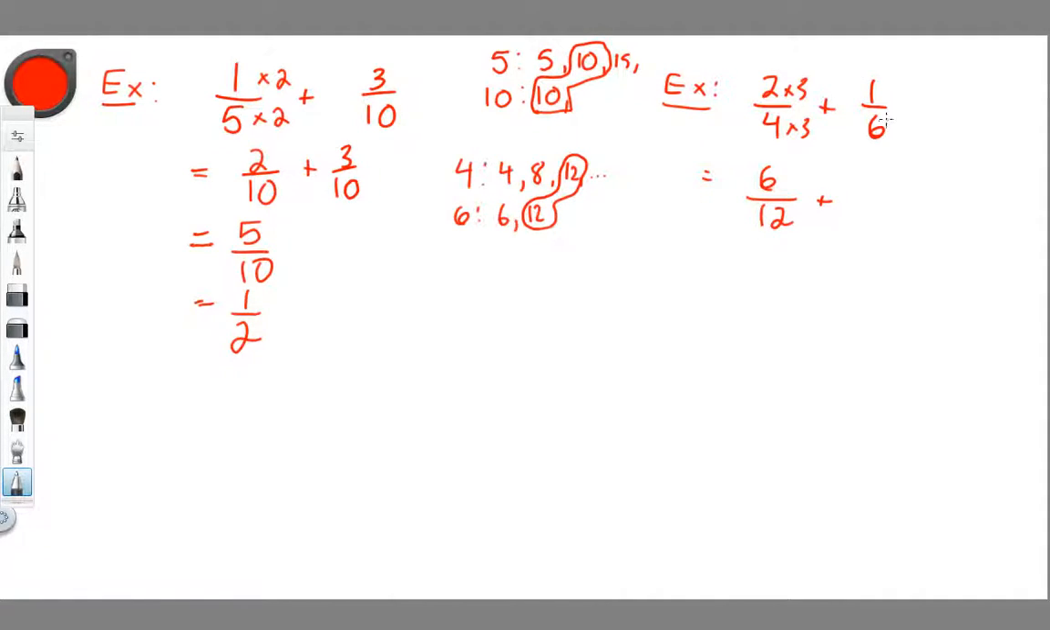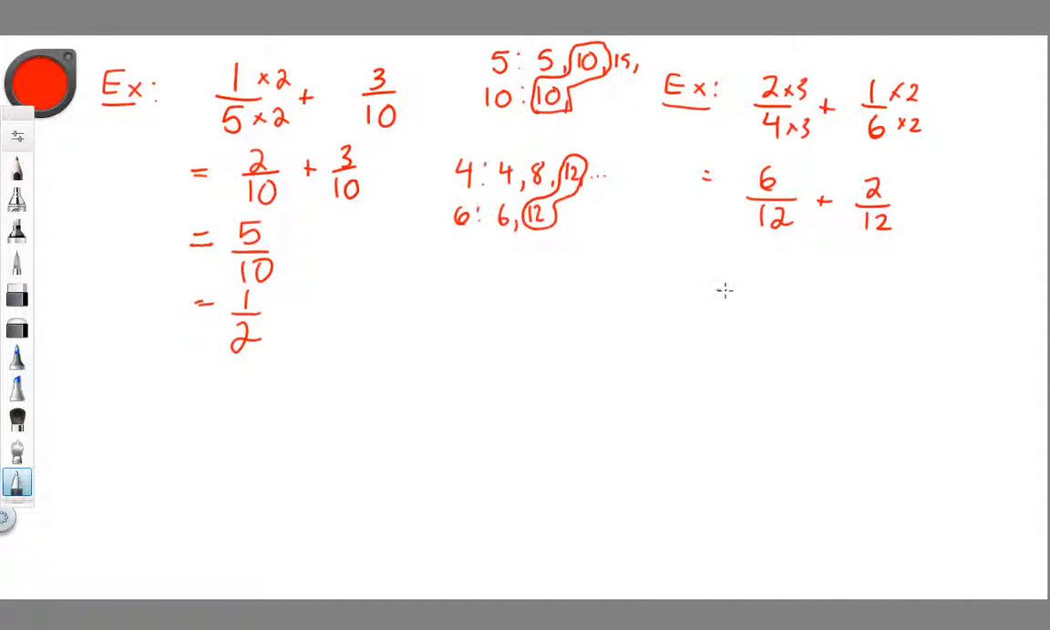And then I say, what can I multiply 6 by to get 12? So that will be 2. Also, if you look at it, I know that I have to do that because 12 is the second number on my list for 6. And for 4, I have to multiply by 3, because 12 is the third number on my list. So I multiply by 2, multiply by 3, and that becomes 2 over 12.